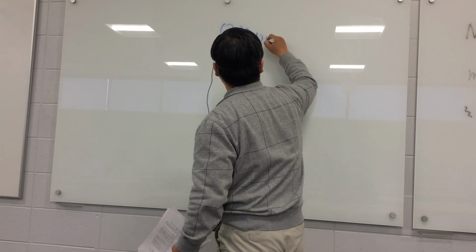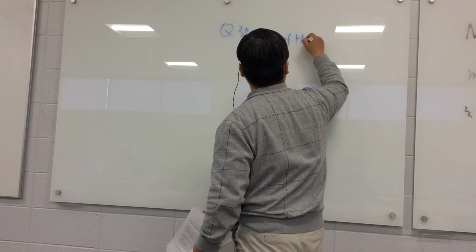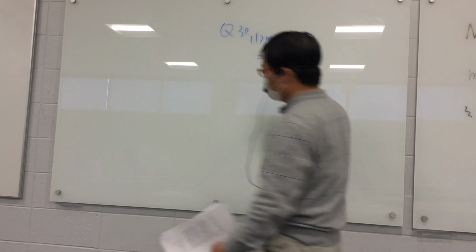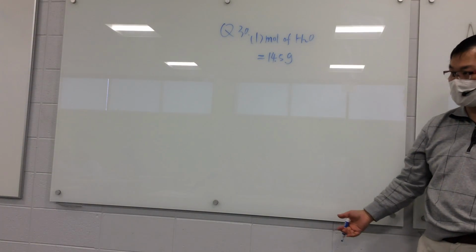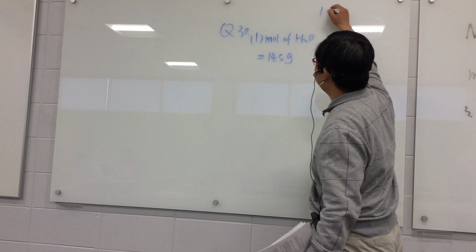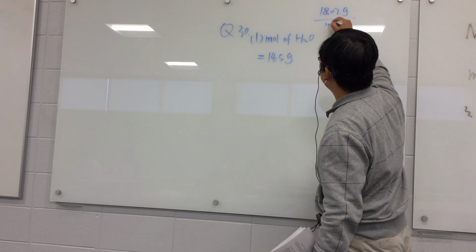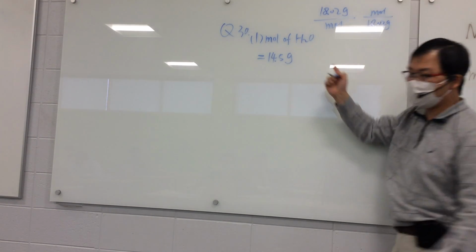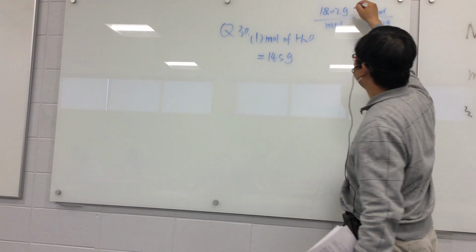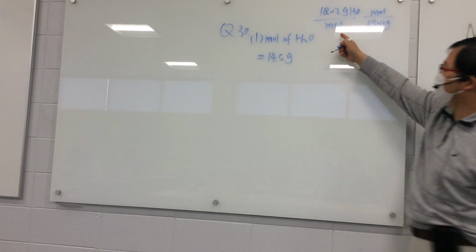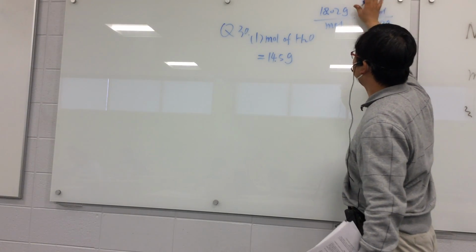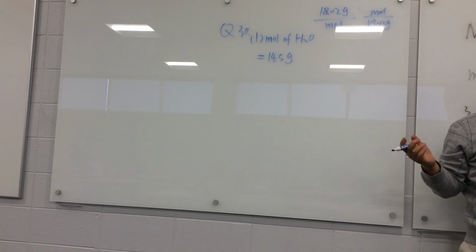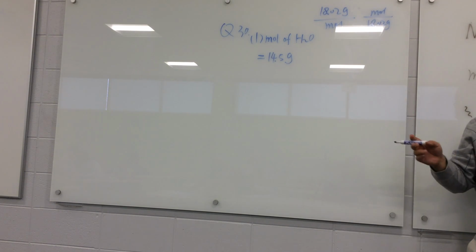So first, moles of water equals what? 14.5 gram. And now we want to convert gram to mole, right? And we know water is 18.02 gram per mole. They're equivalent. Here's the molar mass. 1 mole of water is equivalent to 18.02 gram, and then 18.02 gram is equivalent to 1 mole of water.